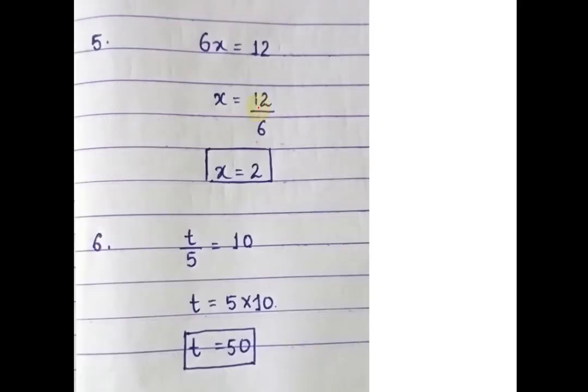Now question number 5, 6x equals 12. This 6 is in multiplication on the left hand side, so when you send it to the right hand side, it will go into division. So 12 upon 6, so x equals 2 is the answer. Now here t upon 5 equals 10, t is what, the variable. Since this 5 is in division, you will send it to multiplication. So it will give you 5 into 10, so t equals 5 tens are 50.